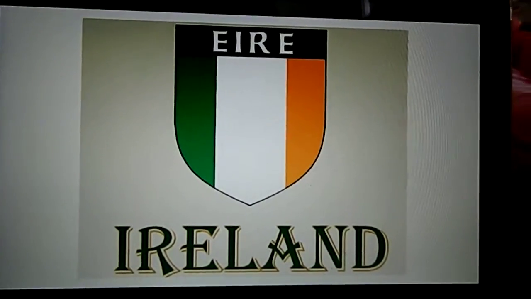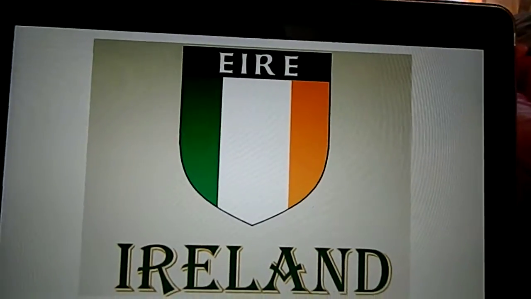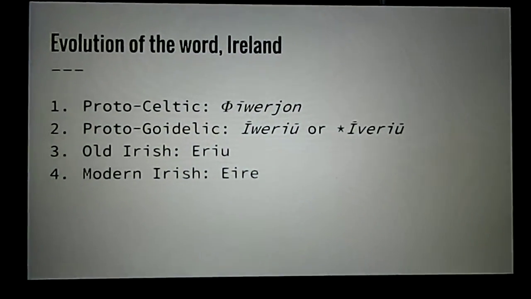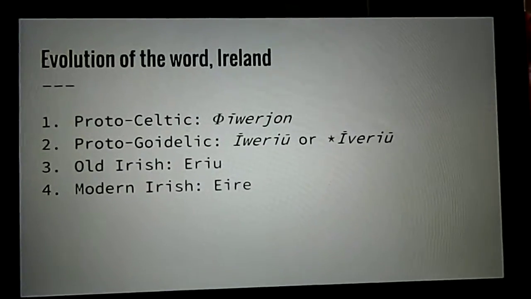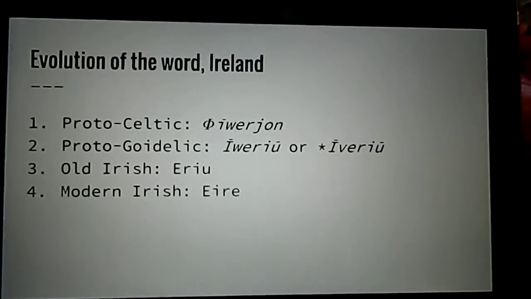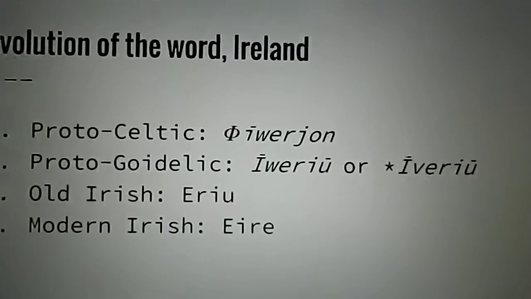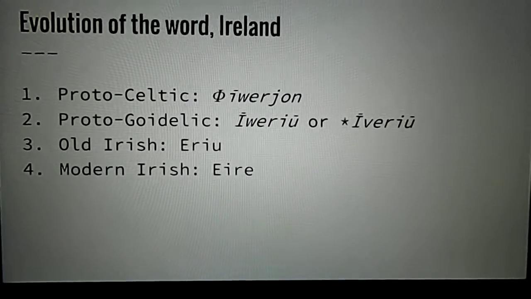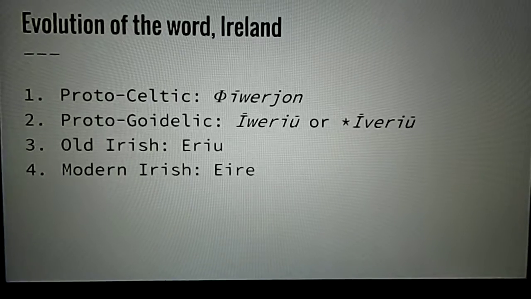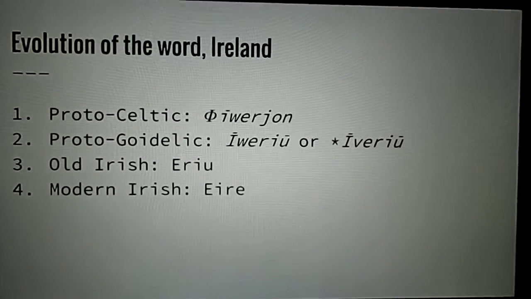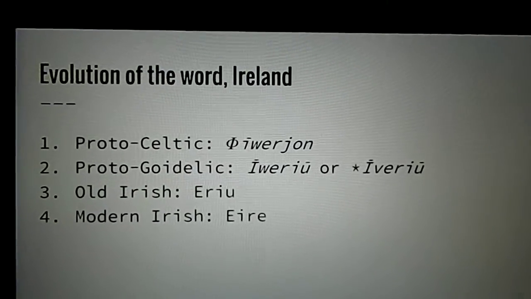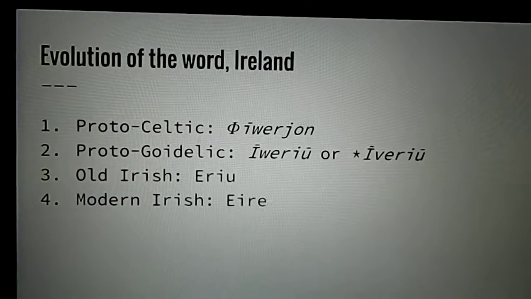And there is Ireland, Erie, the badge of Ireland. So this is the evolution of the word Ireland. I can't pronounce the first couple of words, but the Proto-Celtic is that. As you can see, it's very different. The Proto-Goidelic is Iriu or Iveru. And as you can see, it definitely changed. And then Old Irish, it became Iriu, and Modern Irish is Erie.